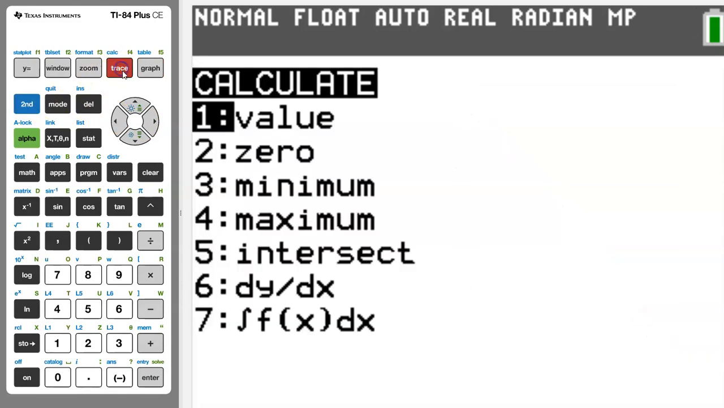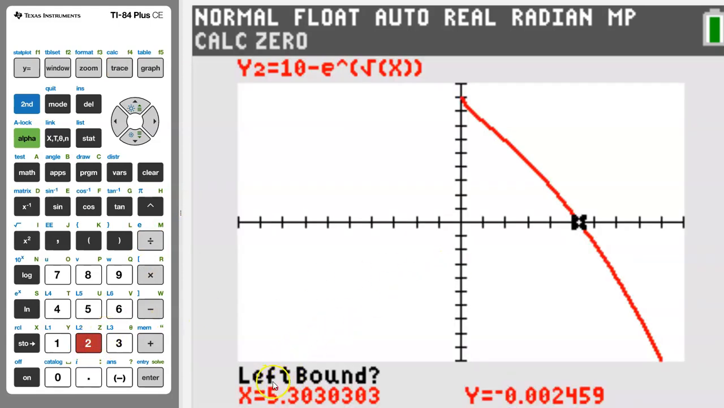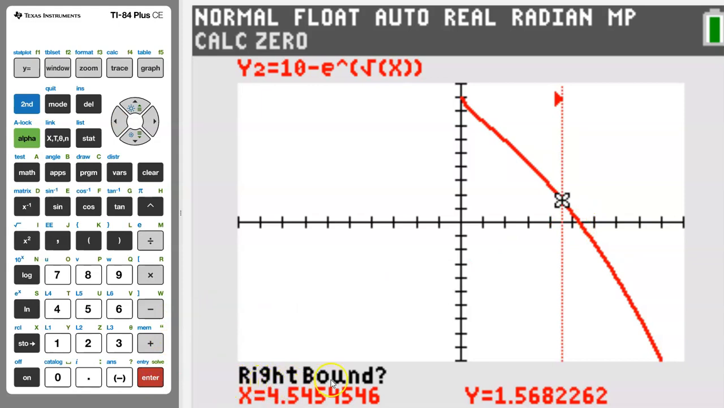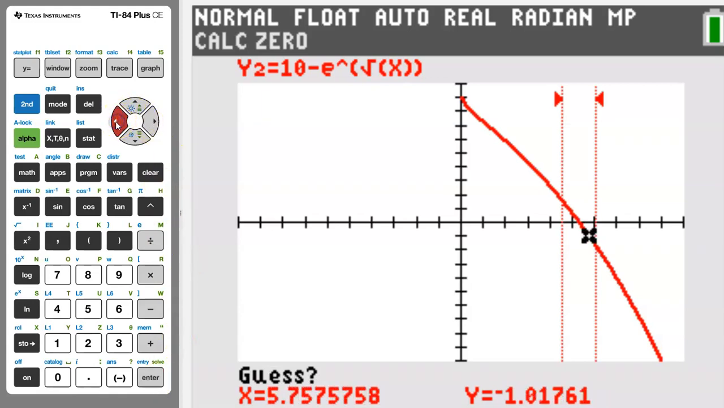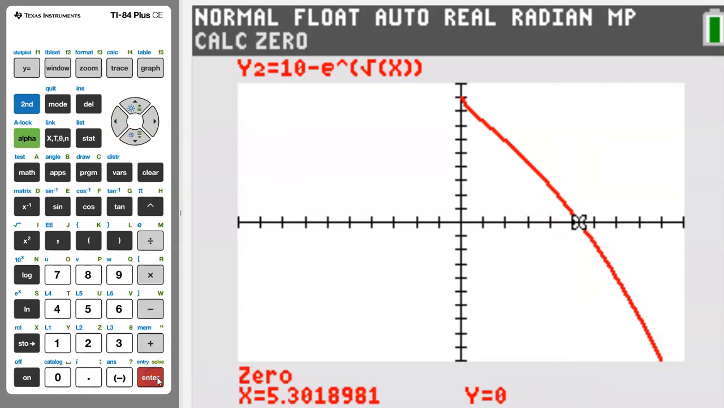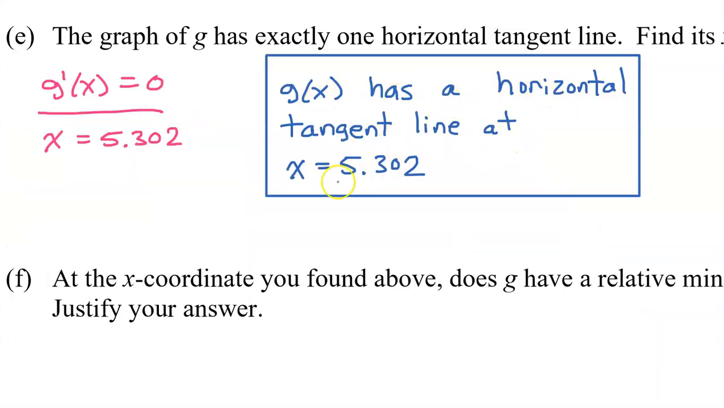We will hit second trace, and one of the options is 0, so that's where we're finding where the function equals 0. I'm just going to hit 2, and now it is asking me for the left bound, so I'm going to use my arrow key to move the pointer to the left of the intersection point, and I hit enter. Now the software asks me for the right bound, so I'm going to arrow over to the right until I am definitely to the right of the x-intercept, and I will hit enter. So now I will arrow my way back very close to approximately where the function is 0, and I hit enter. So I get this answer, 5.302, or truncated 5.301. G of x has a horizontal tangent line at x equals 5.302.